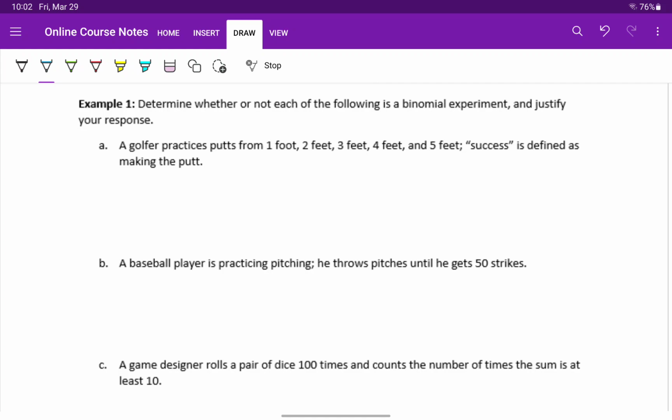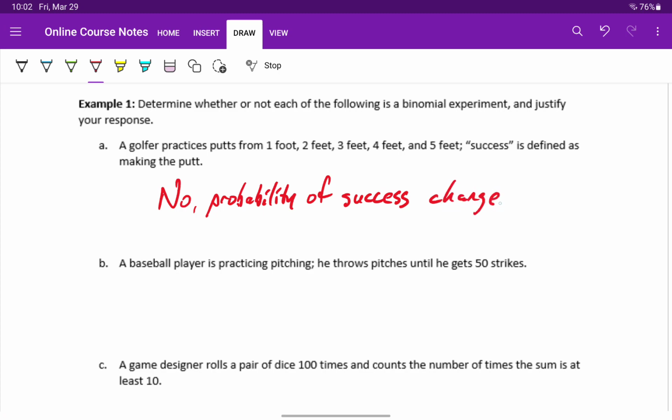In part A, we have a golfer who practices putts from 1 foot, 2 feet, 3 feet, 4 feet, and 5 feet. A success is defined as making the putt. In this case, no, this is not a binomial experiment because the probability of success is not the same with each trial. As we get farther away from the hole, it should be harder and harder to make that shot. So since that likelihood of getting that putt in is changing, the probability of success is not fixed.